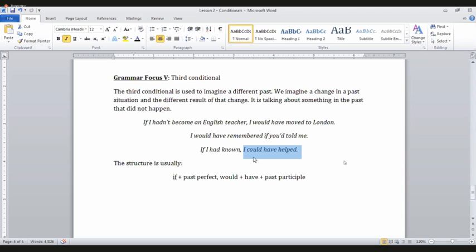So both the if clause and the main clause talk about past incidents. In the if clause, she talks about a past incident which has not happened and the possible result that would have been if the person knew the situation. Okay, right. The second one, look at the second one.